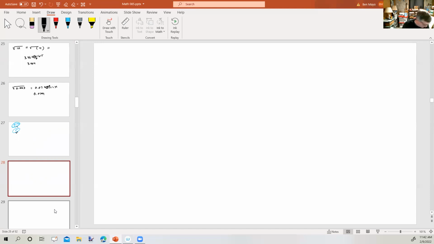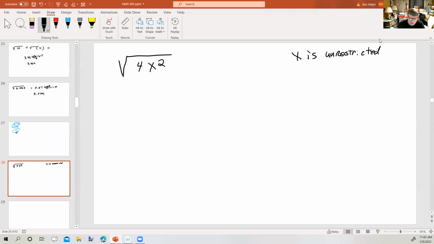How does that work? Okay. Let's say we have the square root of 4x squared, and they say that x is unrestricted. So x could be positive, x could be negative, x could be 0, x could be any real number. Well, the square root of 4 would be 2, right? And you'd think the square root of x squared would be x, except there's a problem.